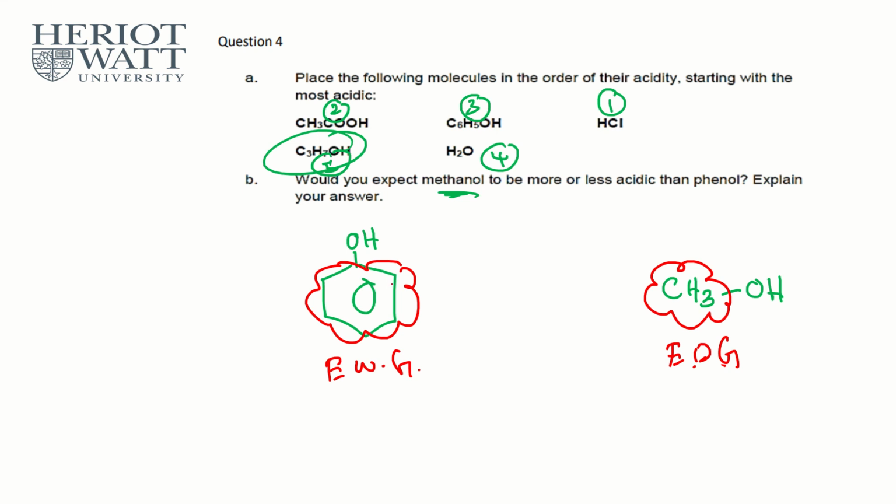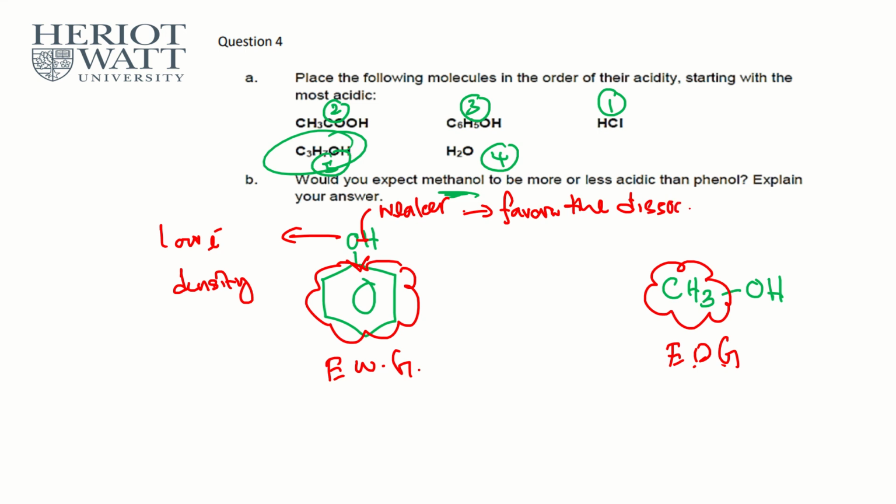Now, let me explain again. When you have an EWG, it will withdraw electrons from the oxygen. Oxygen will become low in electron density. And therefore, the OH bond will be weaker, hence favoring the dissociation of H+. That's the reason why phenol is actually more acidic than methanol.